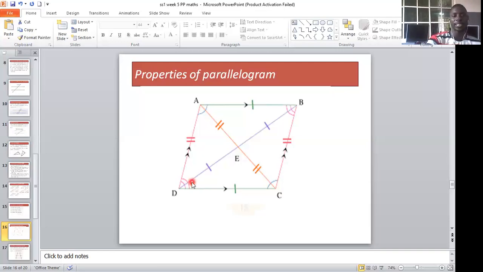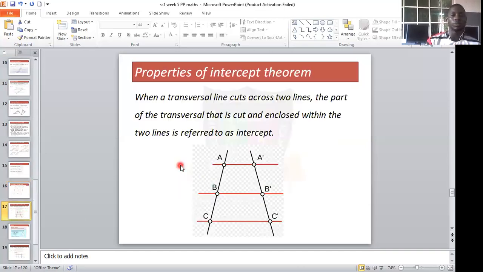So we look at the intercept theorem, which is the last thing we'll be considering today. We all know what intercept means, a word formed from intersection, where two lines meet, the point of intersection.